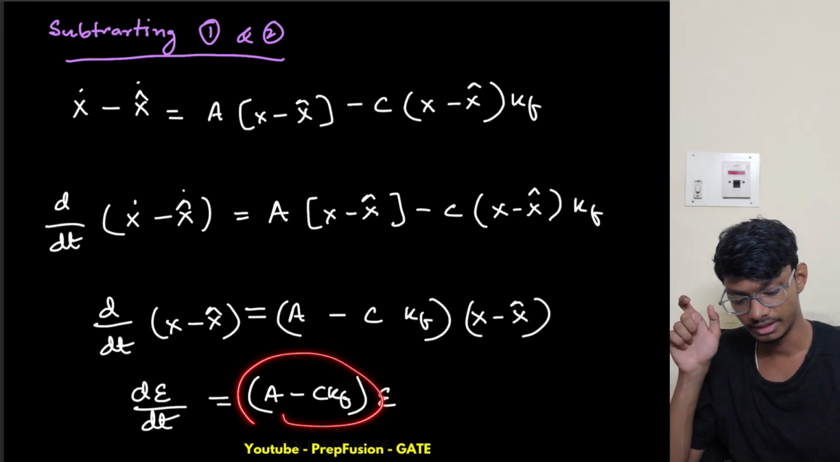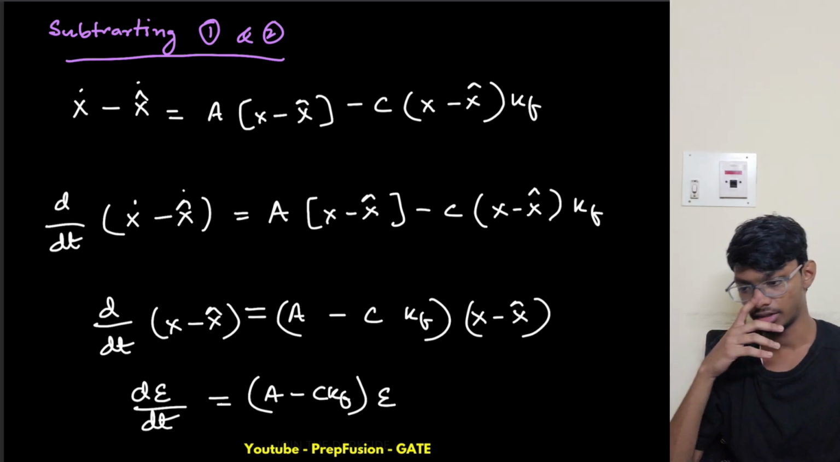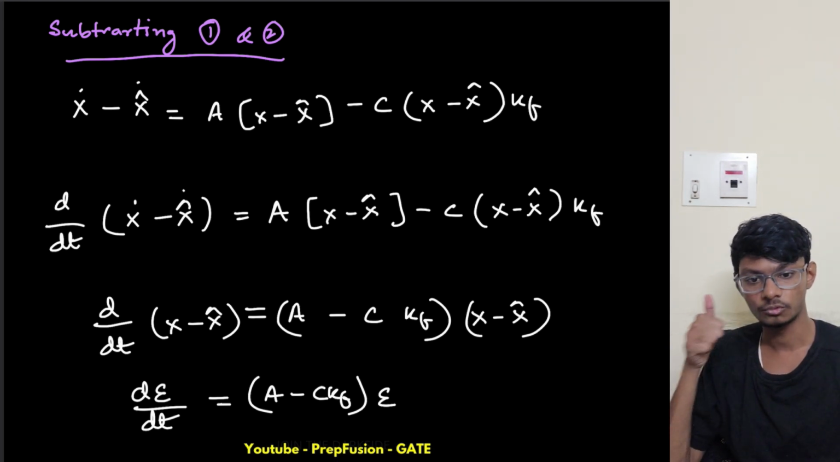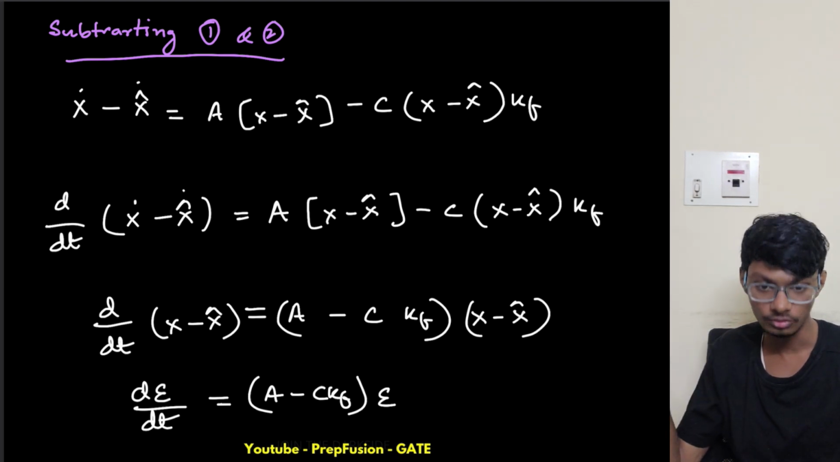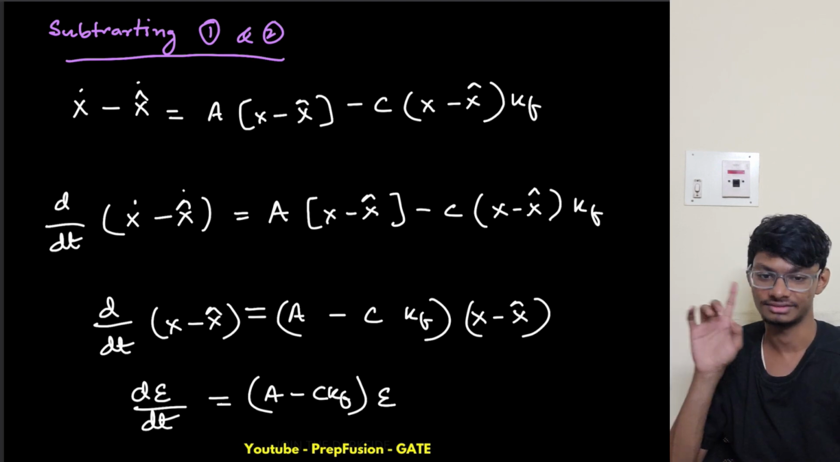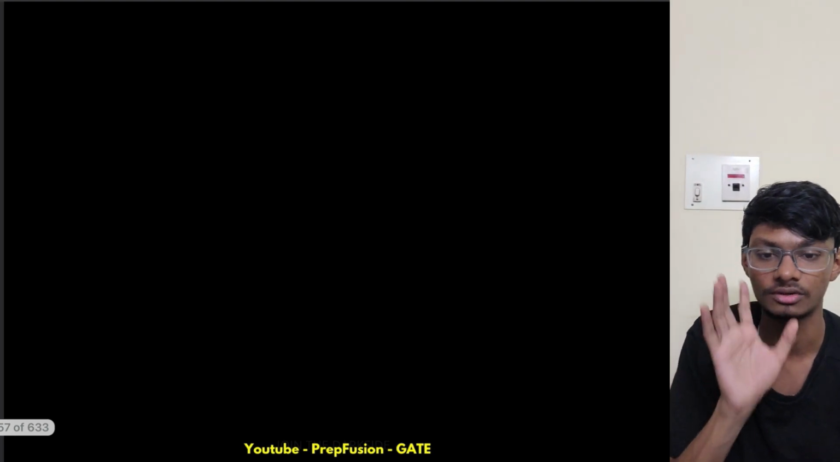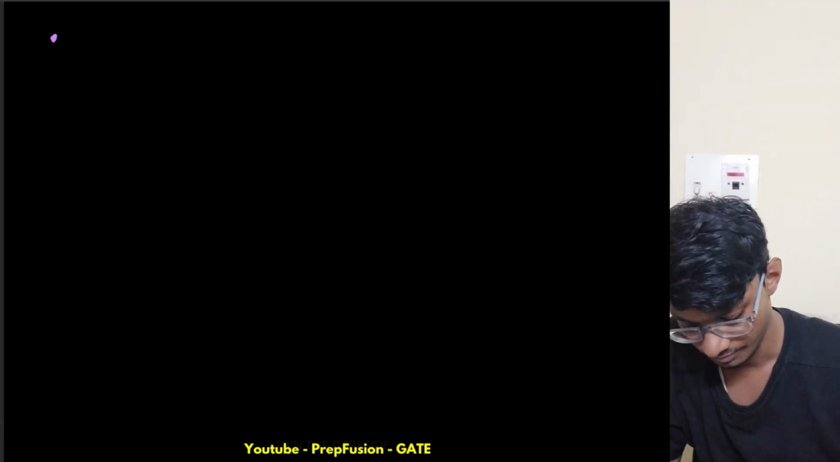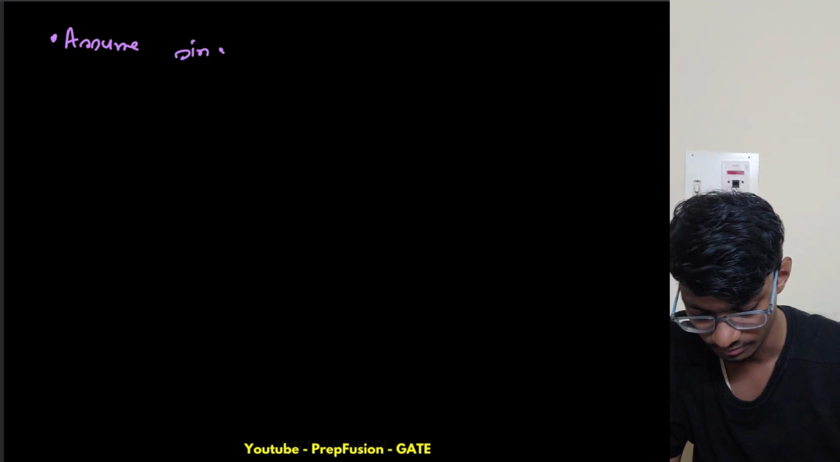So now this is just a first order differential equation. This is a matrix, so we'll have eigenvectors and eigenvalues of this, and those should be negative, okay. Those should be negative for this error to decay down, right? For this error to decay down. Now you might say I'm not understanding anything. That's fine. So what I will do is assume it's a single order system.